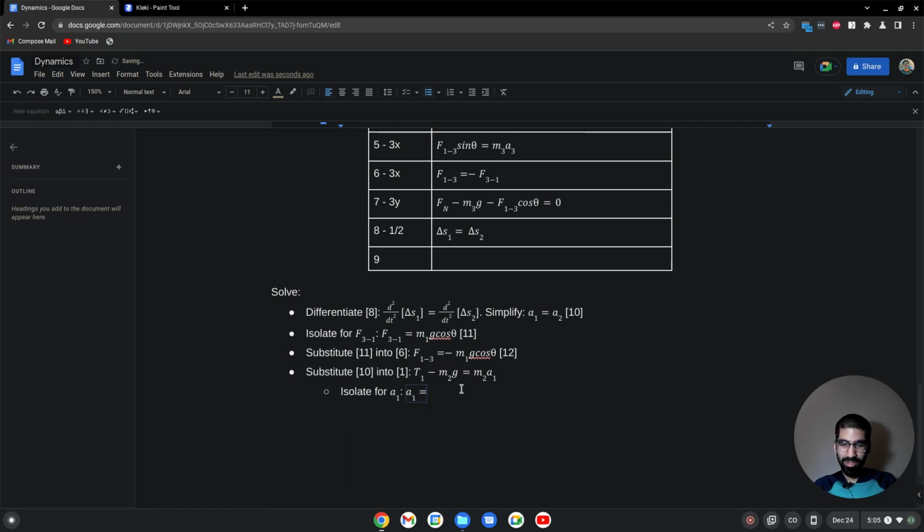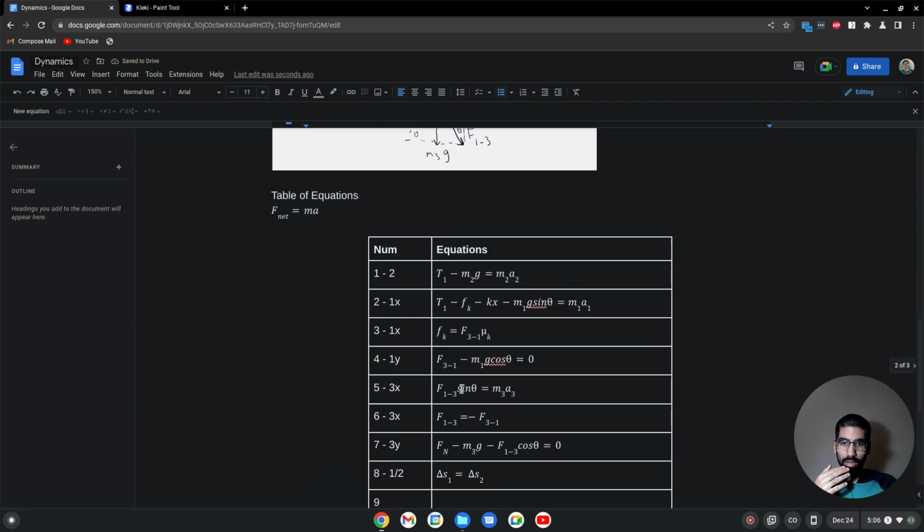So dividing both sides by m2, and then we have m2g, also the second term, also divided by m2. Obviously m2g divided by m2, you just cancel out the top and the bottom and you get this. Let's call this equation 13. We're going to eventually want to substitute this over here.